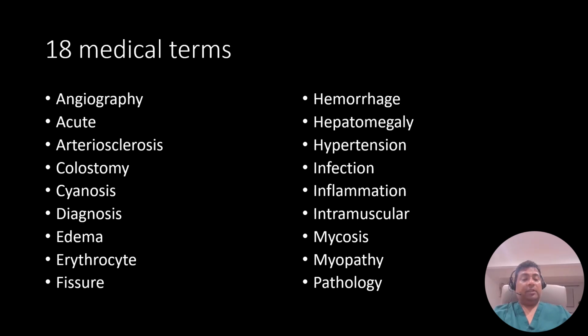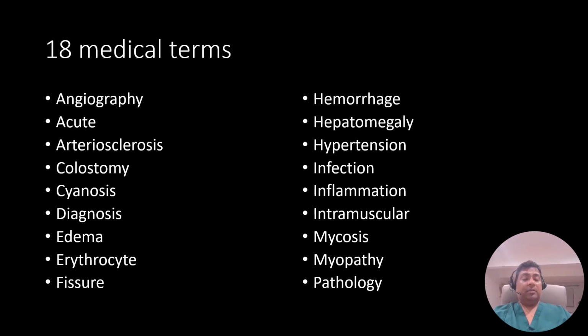Arteriosclerosis. Arterial refers to arteries. Sclerosis means hardening or scarring of. So arteriosclerosis is hardening of the arteries. Colostomy. Colo refers to colon. Ostomy is the creation of an artificial surgical opening. So colostomy is an artificial surgical opening of the colon that allows waste to pass.